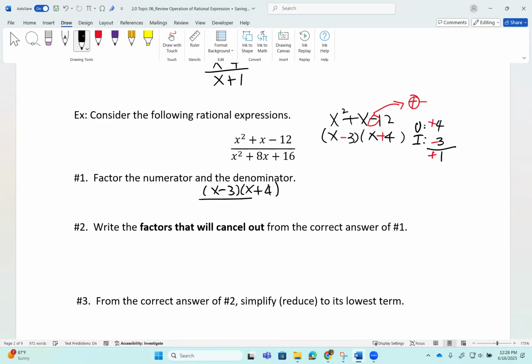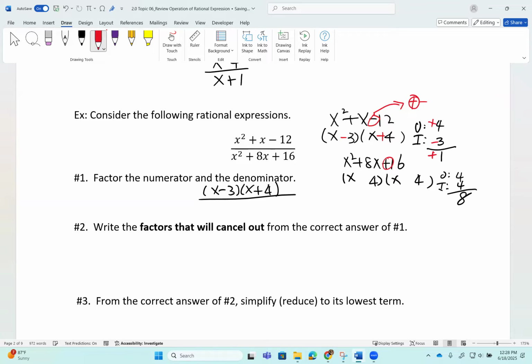All right, the x squared plus 8x plus 16. x squared using x and x. 16, 4 times 4 is 16, 4 and 4, right? So outer is 4, inner is 4. 1 times 4 is 4, 4 times 1 is 4. 4 and 4 combined will be an 8 in the middle if I add.